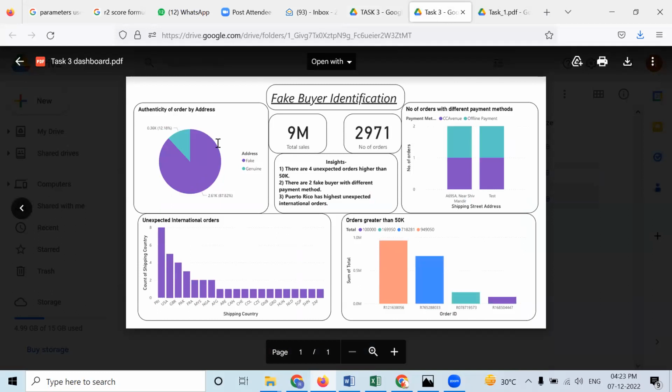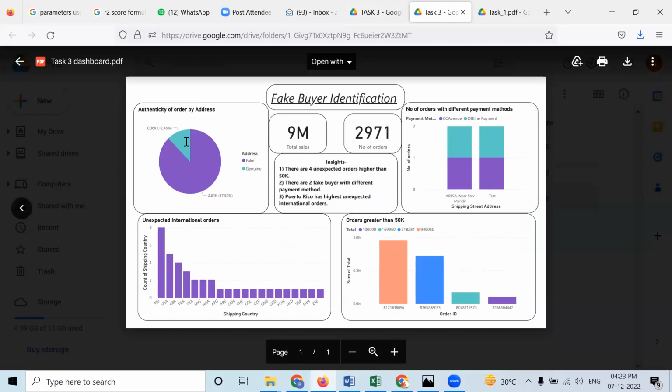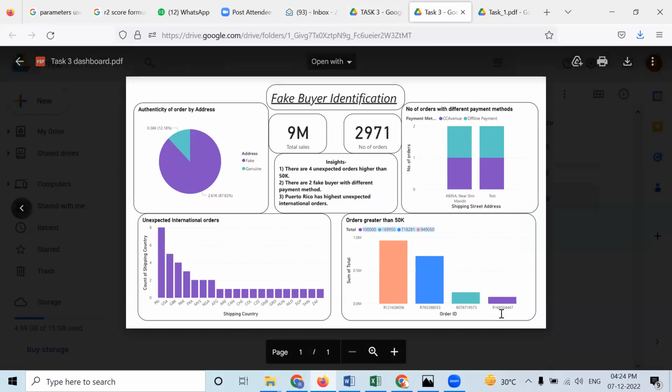This is the dashboard done by another student. You can see over here, that person needs to correct this. But in this one, both payment methods are coming now, so this is the correct thing. Whichever order ID is greater than 50, the order ID is mentioned in the legend as well as shown on the x-axis. And here in the unexpected international order, order ID needs to be added also, but the rest of the things are all good. So this is how you should do it. Okay.